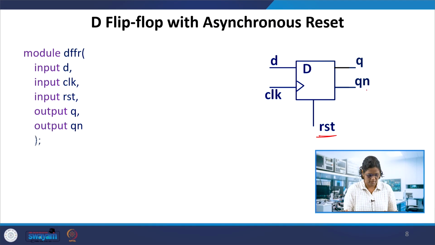Close the bracket with the semicolon. So this is the declaration part done. Now what are the regs? Q and Qn are the regs which are going to be used in the always block. This is a behavioral description again.